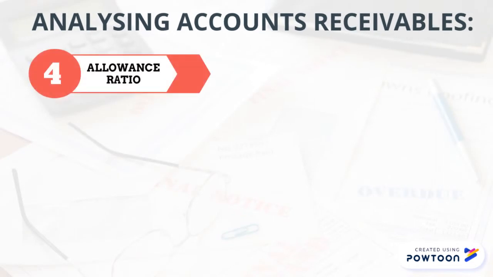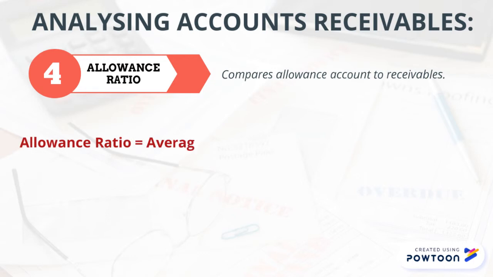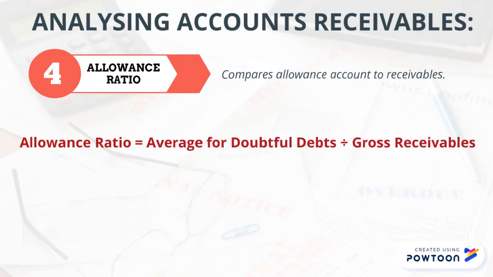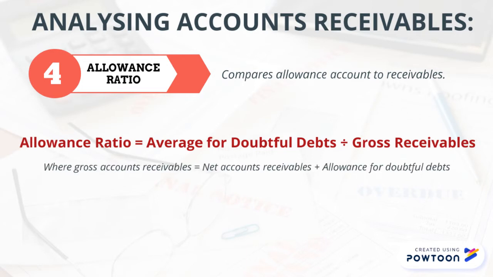Finally, the allowance ratio compares the allowance account to gross accounts receivables to determine the percentage of receivables that are expected to be uncollectible in the future. It is calculated by dividing the allowance for doubtful debts by gross receivables, whereby gross receivables is equal to net receivables plus the allowance for doubtful debts.